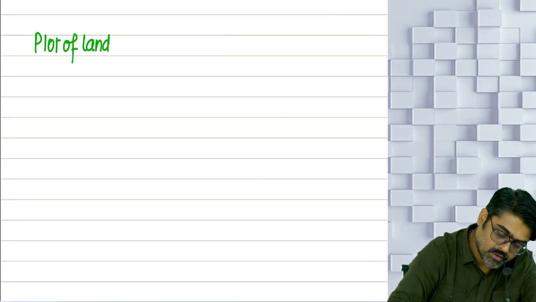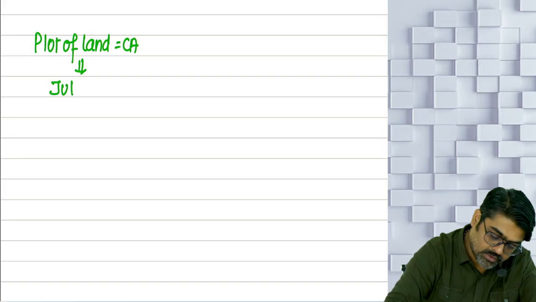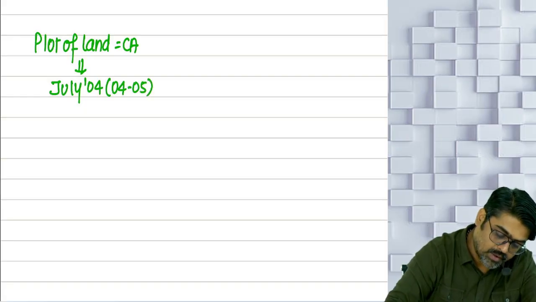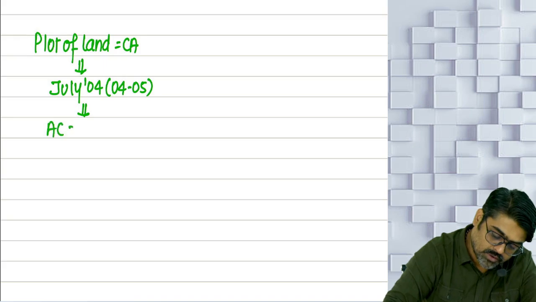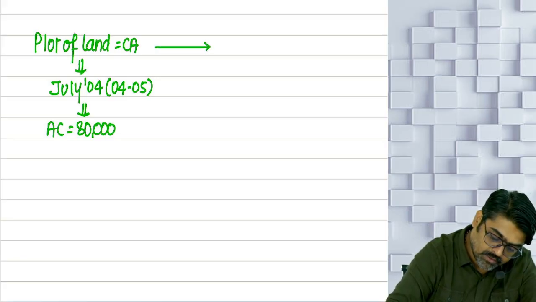So, plot of land, which was a capital asset. Okay, now acquired in which year? July 2004, meaning previous year 4-5. In the previous year 4-5, it was acquired for how much? So actual cost was 80,000. Any cost of improvement it incurred? No. It was directly converted into stock in trade.